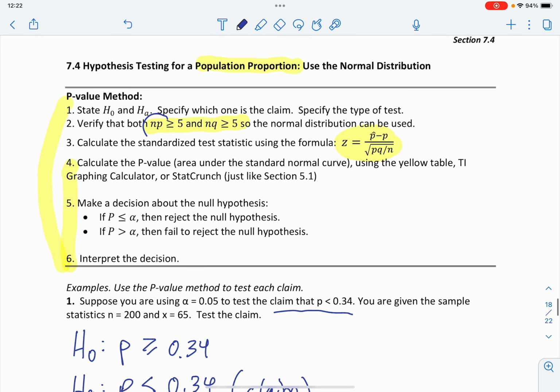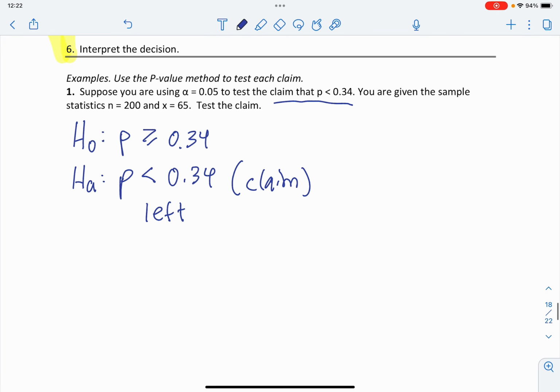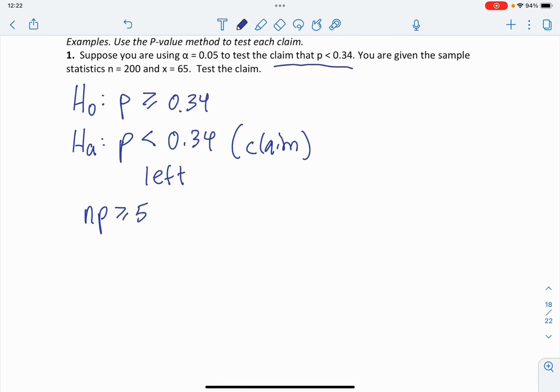So let's focus on this np greater than or equal to 5. We're just checking that this is true. Now n is given as 200. That's the sample size. And p we're going to use from the hypotheses, so that's the hypothesized p. So I'm taking 200 times 0.34. And I'm calculating that, I'm getting 68, which is bigger than 5.